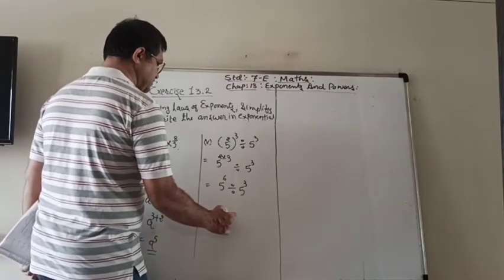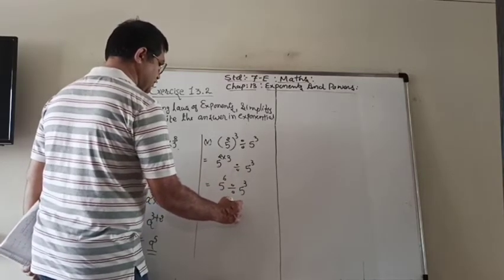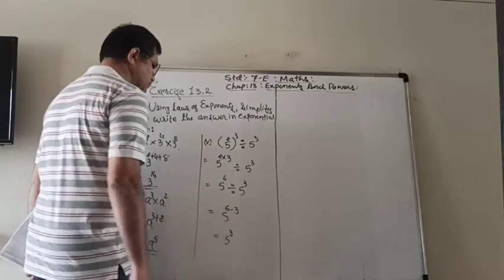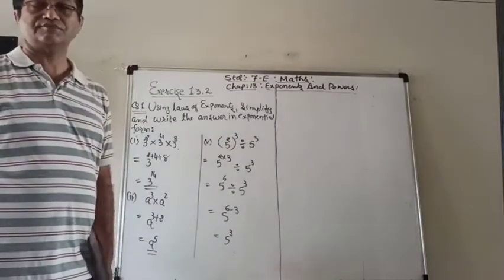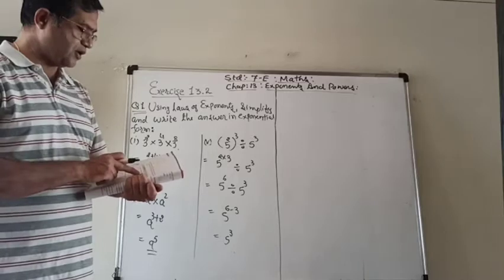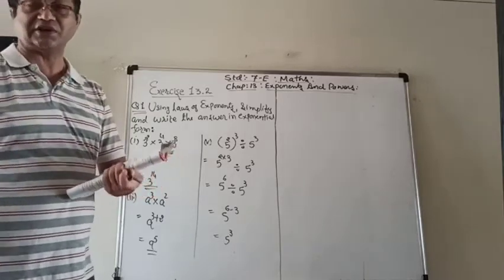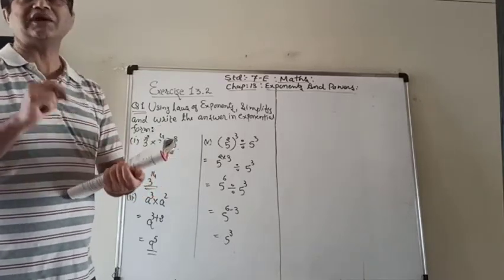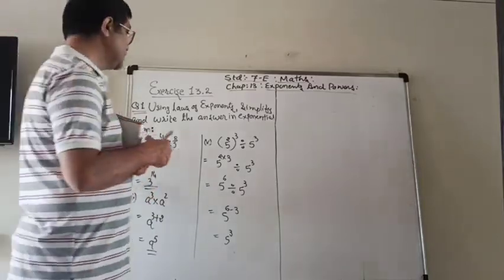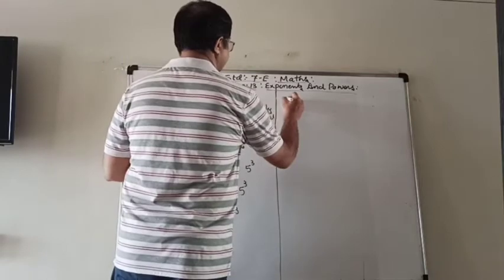So division is subtraction. So 5 raised to 6 minus 3. That is equal to 5 cubed. So you can leave like that, because the answer should be in the exponential form. You don't have to find the answer, only in the exponential form. So now seventh one.